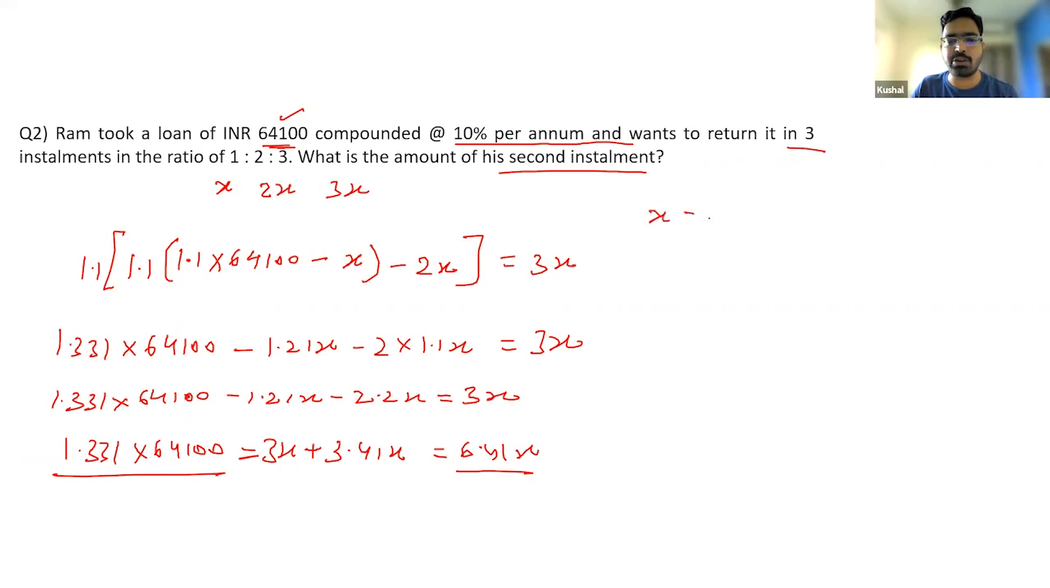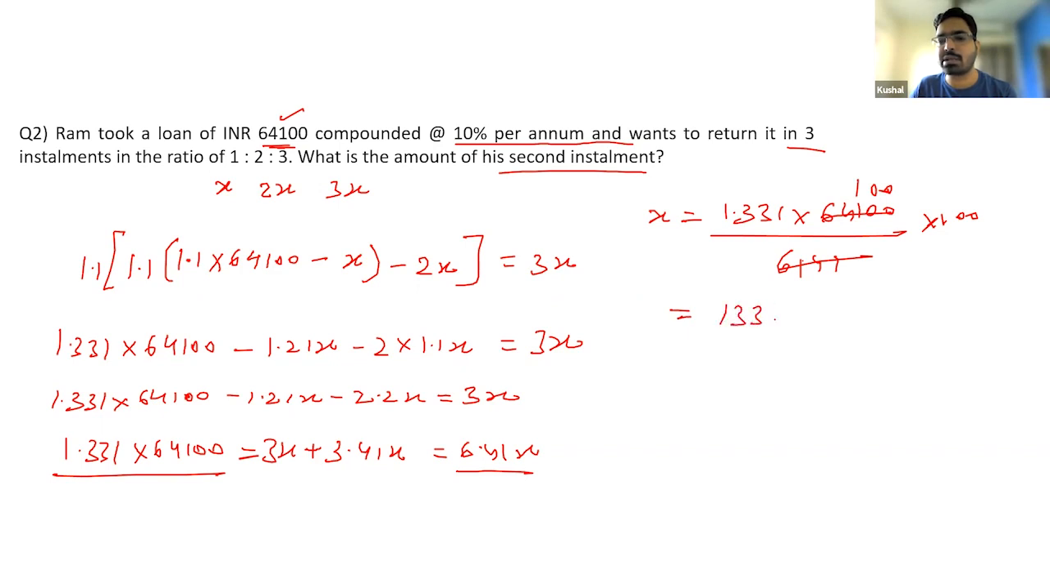So what should be the value of x? 1.331 into 64,100 divided by 6.41. Remove this decimal, put 100 over here, 641 over here. So this will be 100. Now, if you solve this, this is 13,310 as the value of x.